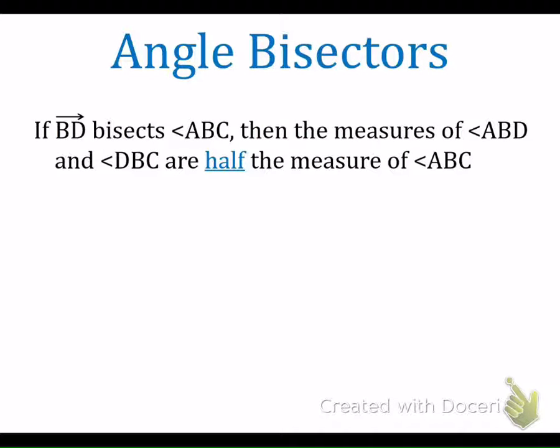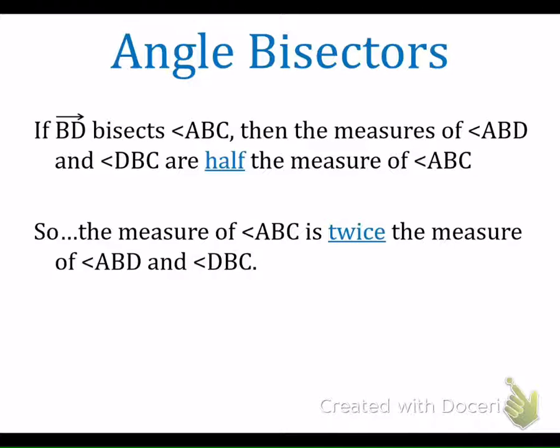All right, so if ray BD bisects angle ABC, then the measure of angle ABD and the measure of angle DBC are half the measure of angle ABC, okay? So the measure of ABC is twice the measure of the two smaller angles. And we'll look at a picture of that in a second because that is a lot, okay?